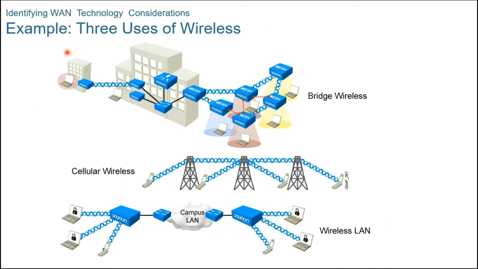Example of the three uses of wireless. Common examples of wireless equipment include cellular phones, global positioning systems, cordless computer peripherals, satellite televisions, and wireless LANs or WLANs. As shown in this figure, wireless implementations include bridge wireless, cellular wireless, and wireless LANs.